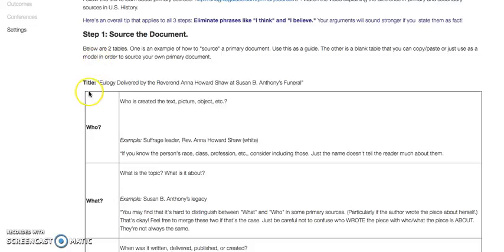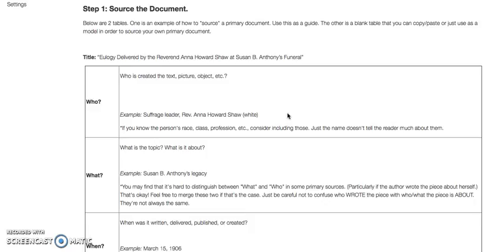So let's imagine that you have just read a eulogy delivered by the Reverend Anna Howard Shaw at Susan B. Anthony's funeral. The first question that you will ask yourself is, who created this source? In this case, who created this eulogy? But sometimes it'll be who created this picture, for example. And the answer, of course, would be suffrage leader Reverend Anna Howard Shaw.